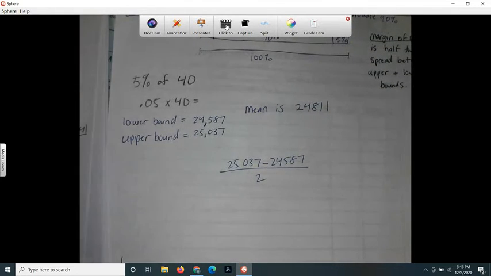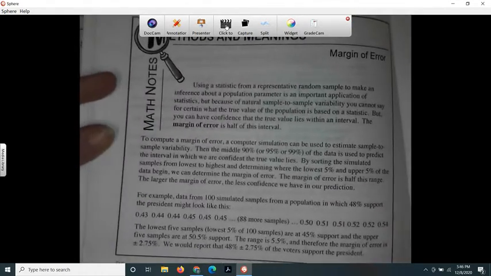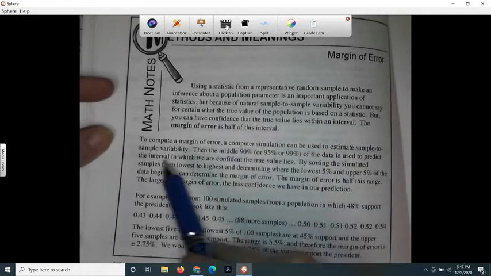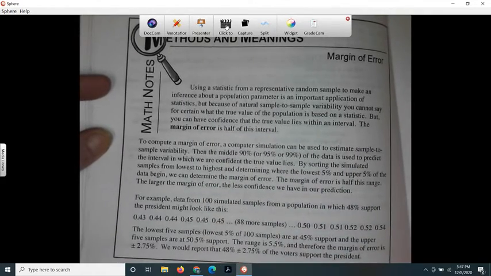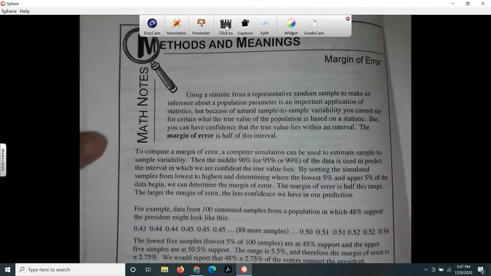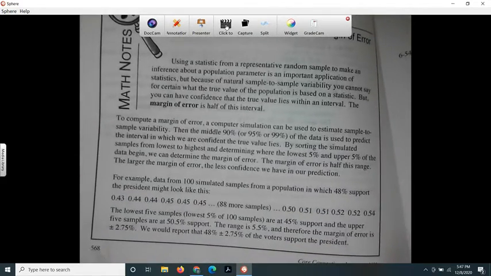And if you don't understand margin of error, please, please, please just take like 5 minutes out of your day and just read all these words right here. Read all the way down. Set aside some time and read it. And it will tell you everything that I'm saying in this video.